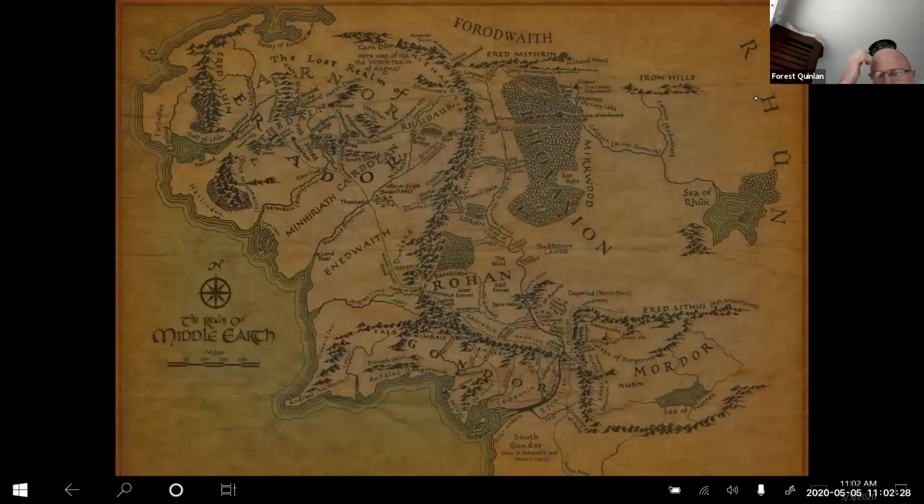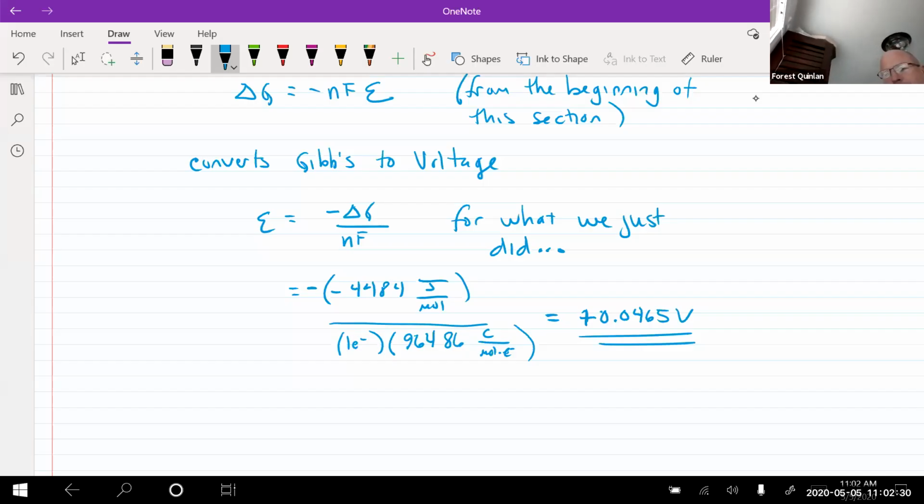And what did we say we should think about getting? 0.05, so 50 millivolts. Yeah, and we got basically 50 millivolts. That's kind of cool. At least I think so. All right, I'm going to go ahead and stop the recording.